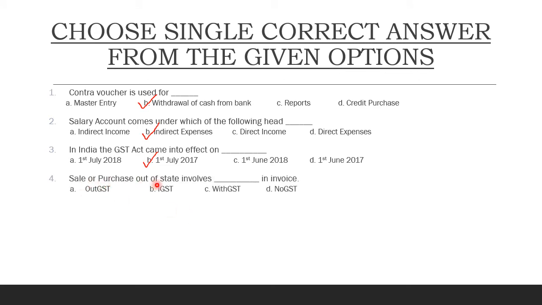Sale or purchase out of state involves dash in invoice. If you want to sell anything or purchase anything out of state, not within the state, then which type of GST is involved? CGST, IGST, SGST, or no GST?